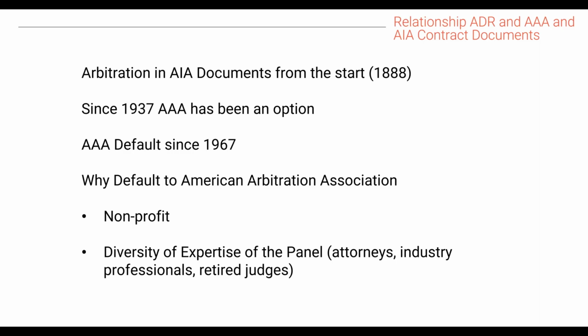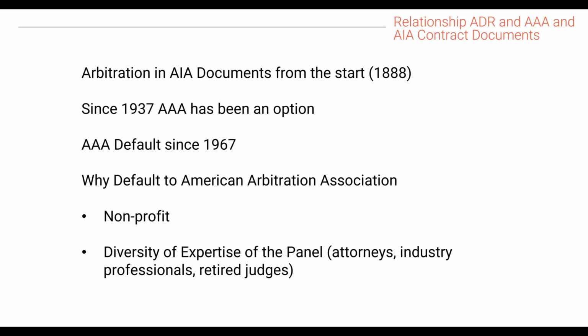So, as I said earlier, the AIA published its first uniform contract in 1888. Arbitration was the mandated dispute resolution process in that agreement. So as far back as 1888, the AIA's standard form documents called for arbitration as the preferred dispute resolution mechanism.